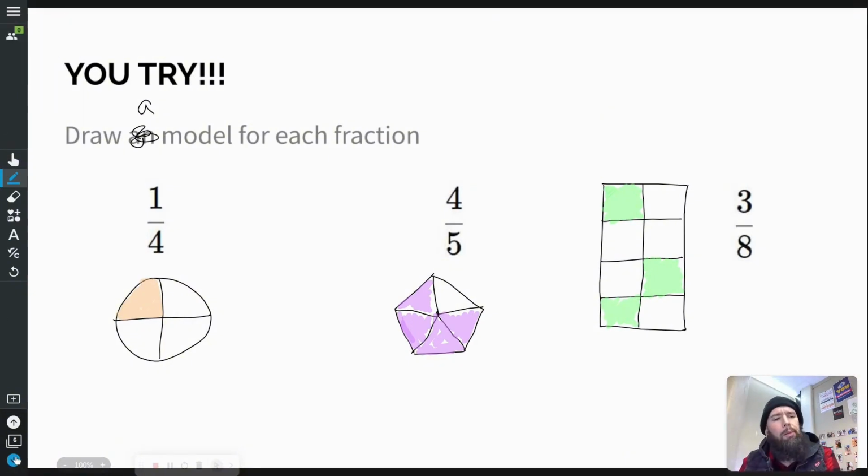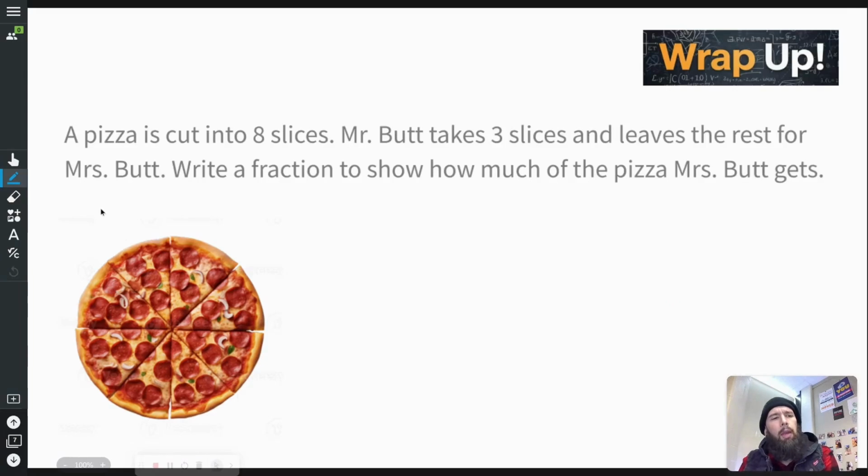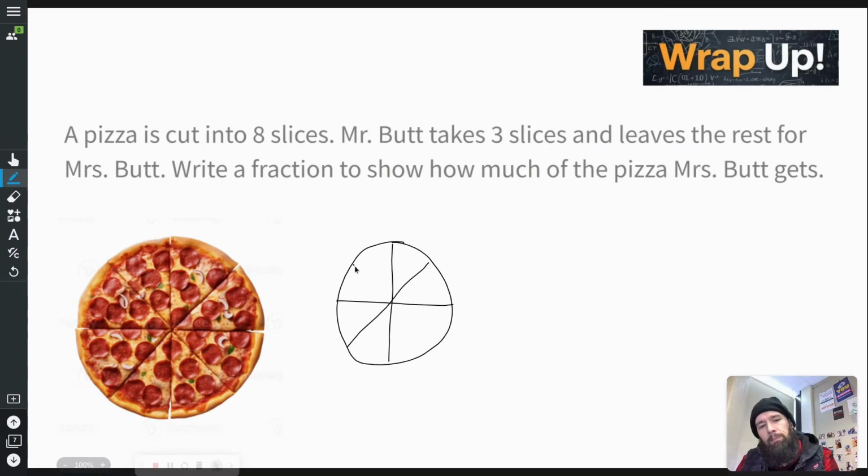So, word problem. A pizza is cut into 8 slices. Mr. Butt takes 3 slices and leaves the rest for Mrs. Butt. Write a fraction to show how much of the pizza Mrs. Butt gets. Okay, so let's just draw a slightly better picture of the pizza. Okay, so Mr. Butt is going to take 3 of them.